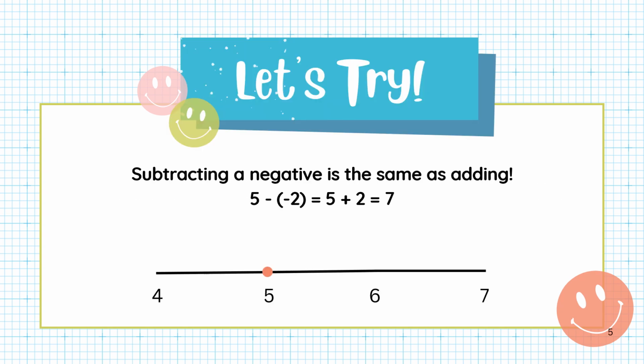Subtracting a negative. Here's a cool trick. When you see a minus sign and another minus sign, like 5 minus -2, it turns into adding. So it becomes 5 plus 2, which is 7. 2 minuses make a plus.